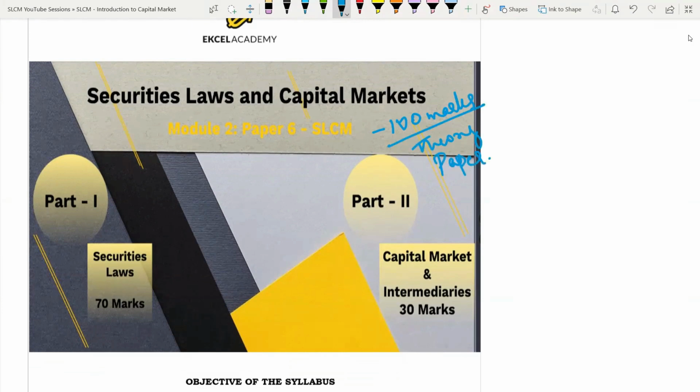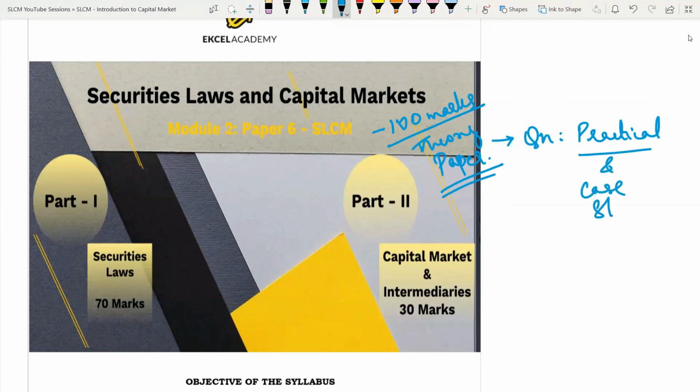Right? And this paper, though we call it a theory paper, most of the questions that are asked in the exam are practical based. So they are going to check your theoretical knowledge by asking you practical and case study type questions. So it is very important for us to focus on the theoretical concepts. If you're thorough with your theoretical concepts, you can ace this particular subject.